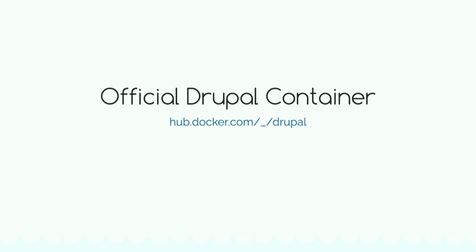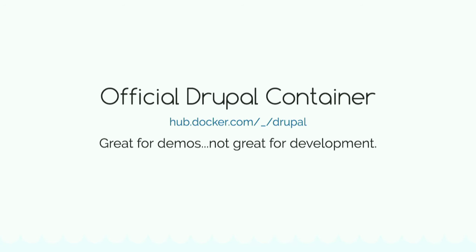There's also an official Drupal container at hub.docker.com/_/drupal. That URL always confuses me for some odd reason. And it's great for demos, but it's really a bad container to do actual work in. It's meant to demonstrate Drupal. That's its purpose. And this is one thing that you can actually see with containers that's very different from Vagrant, where you actually meant to use this as a self-contained demonstration system instead of using it for a base in order to build other stuff.